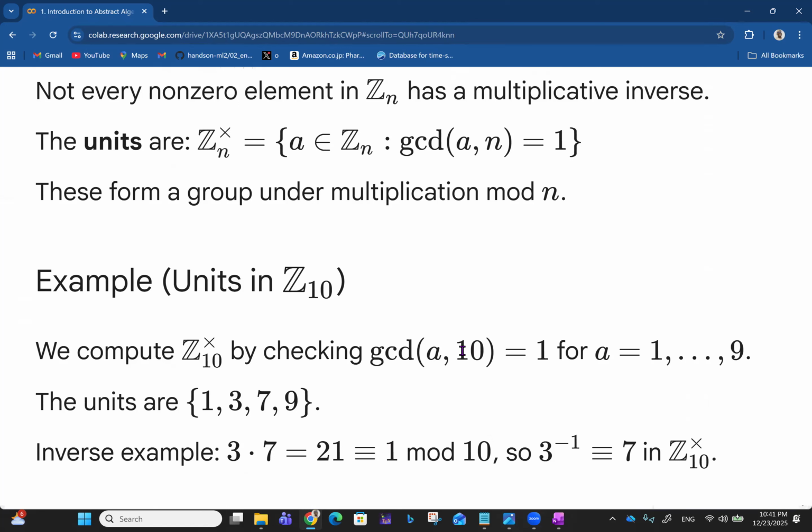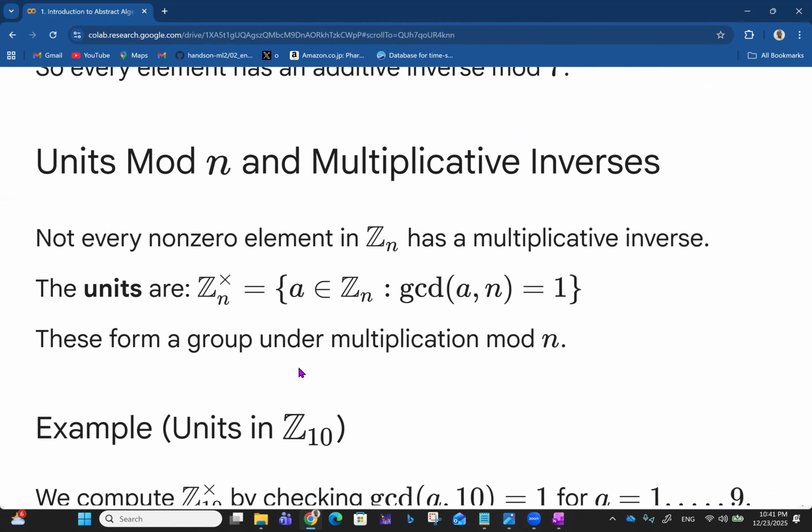2 and 10 will not work here. But then there is 3. 3 and 10 works because the greatest common divisor of 3 and 10 is 1. 4 and 10, you have 2 there. 5 and 10, no. 7 and 10, yes. 6 and 10, no. 8 and 10, yes. 9 and 10, yes. The biggest number that can divide both 9 and 10 is 1. So in this case, the units are 1, 3, 7, and 9.